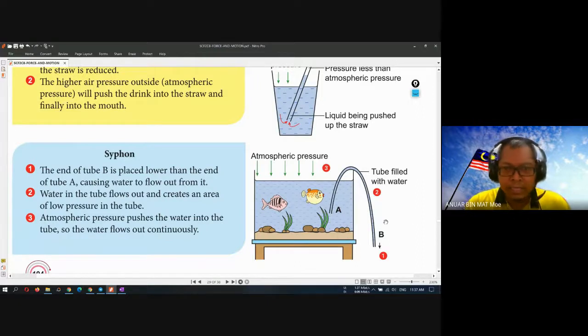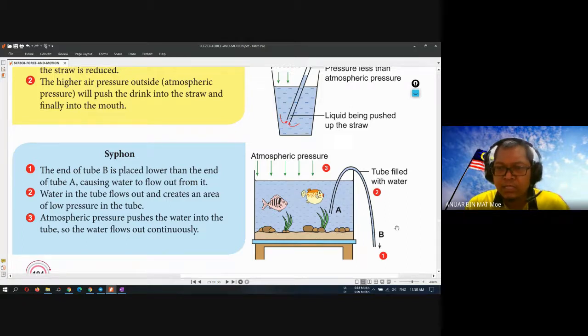Okay. Number one, the end of tube B is placed lower than the end of tube A, and then the water will flow out from the end of B. Water in the tube flows out and creates an area of low pressure in the tube. Atmospheric pressure pushes the water into the tube so the water flows continuously.